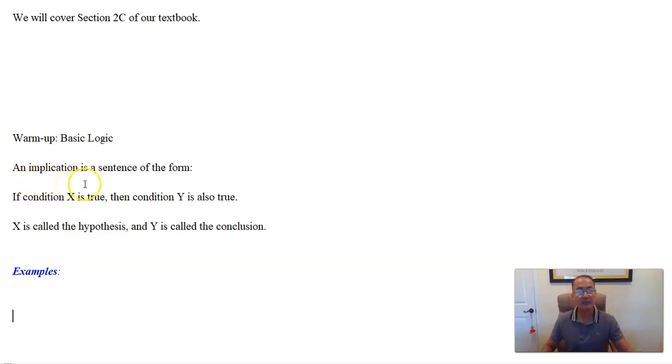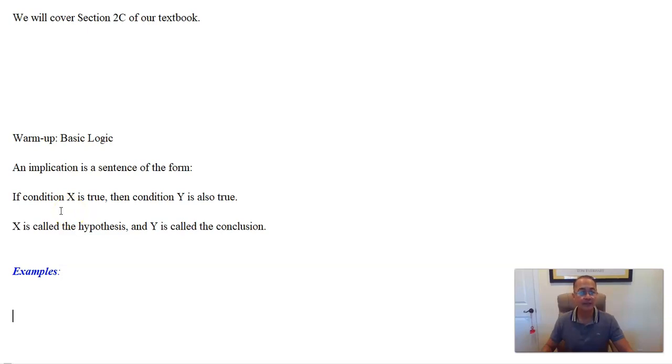So an implication is simply a sentence which is of the form, if condition X is true, then condition Y is also true. So X in this sentence is called the hypothesis of the implication, and Y is called the conclusion of the implication. Not all implications are true. Some are true, some are false.